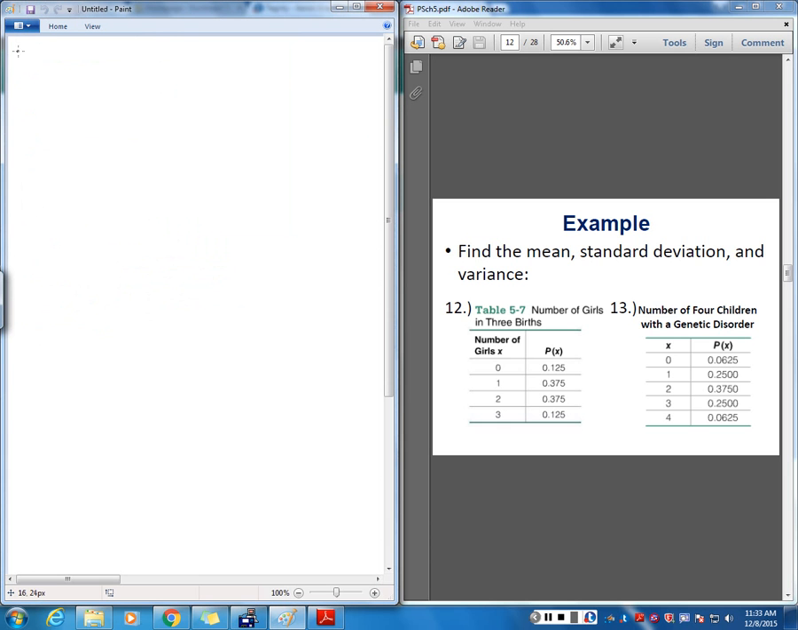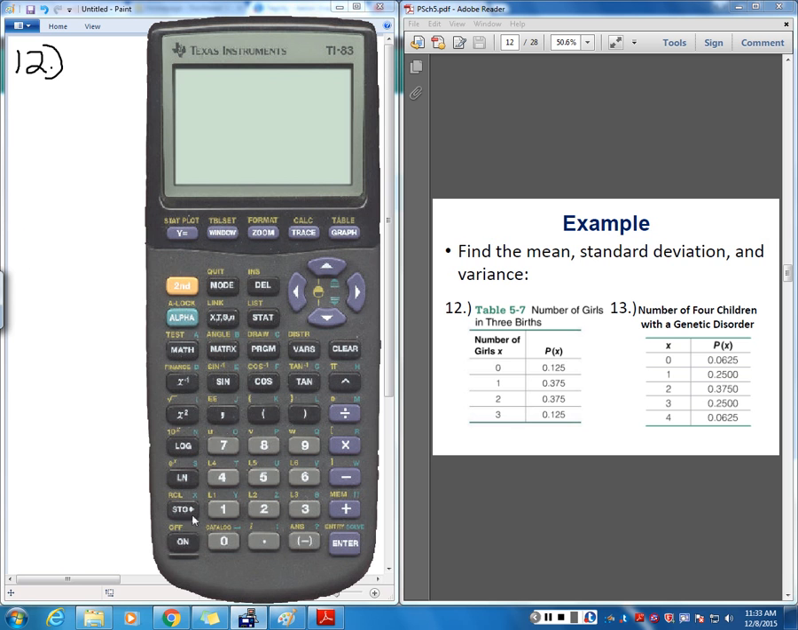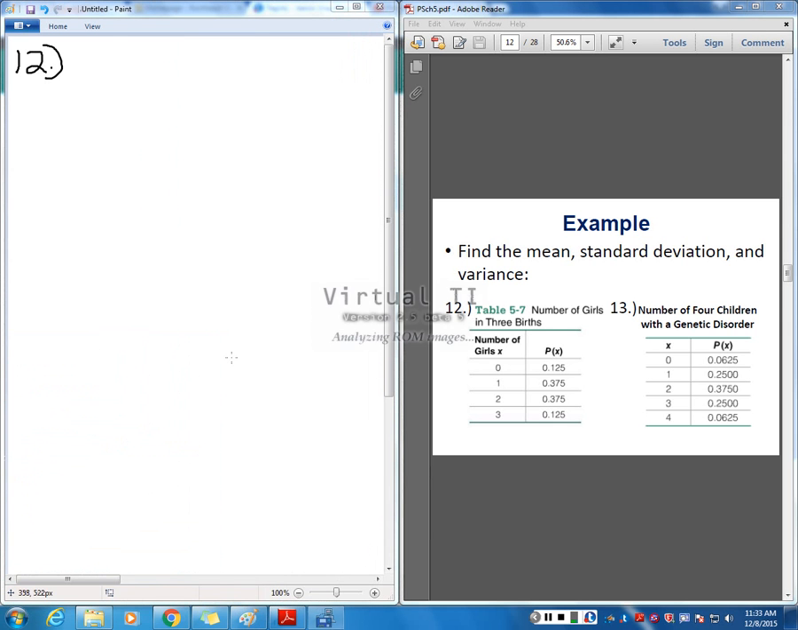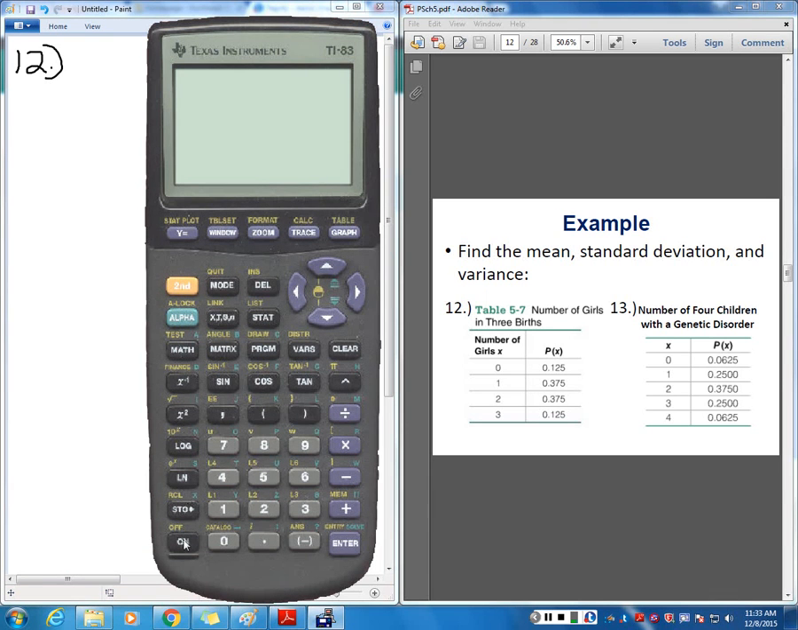So for number 12, we'll use the calculator. First thing I'll do using my calculator is, of course, turn it on and go to Stat. I'm going to turn it on, go to Stat, and enter into my list menu. And in list 1, I'll put my X values. In list 2, I'll put the probabilities that correspond to each X value.